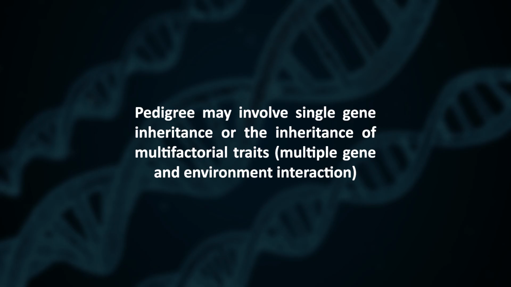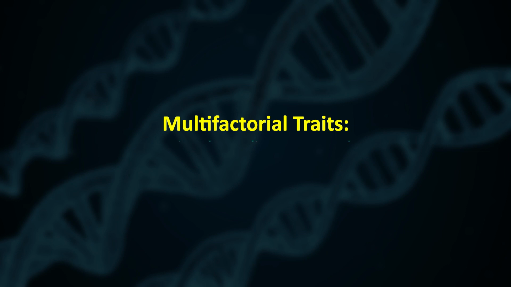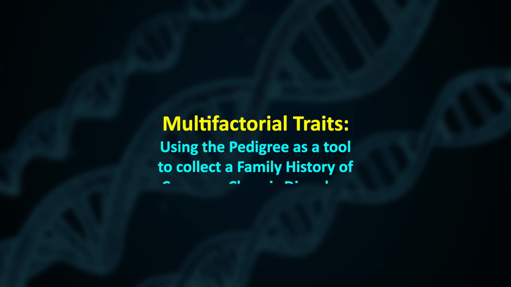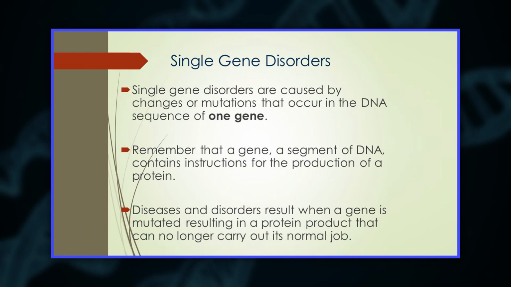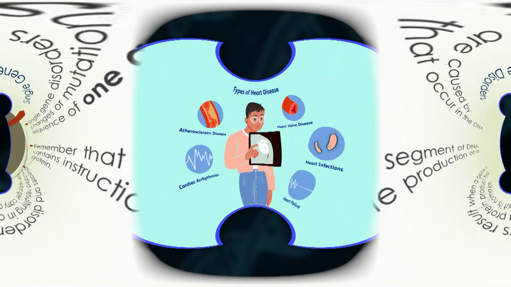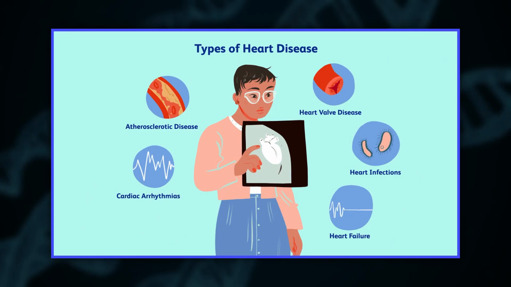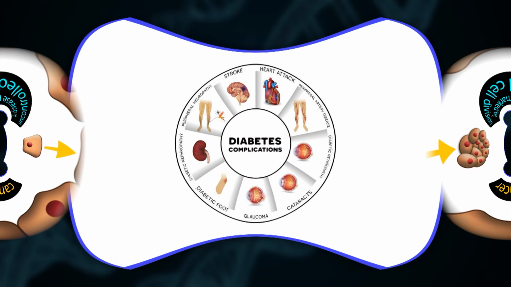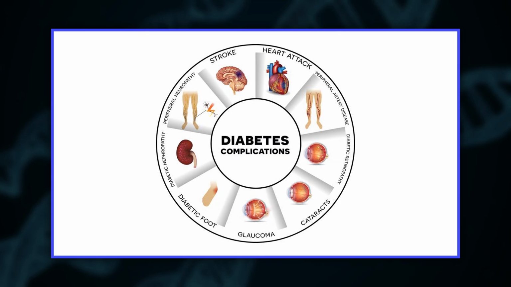Dear students, let's now discuss multifactorial traits, using the pedigree as a tool to collect a family history of common chronic disorders. Unlike single gene disorders that are very rare, common chronic disorders such as heart diseases, cancer, and diabetes may either directly or indirectly impact our lives.